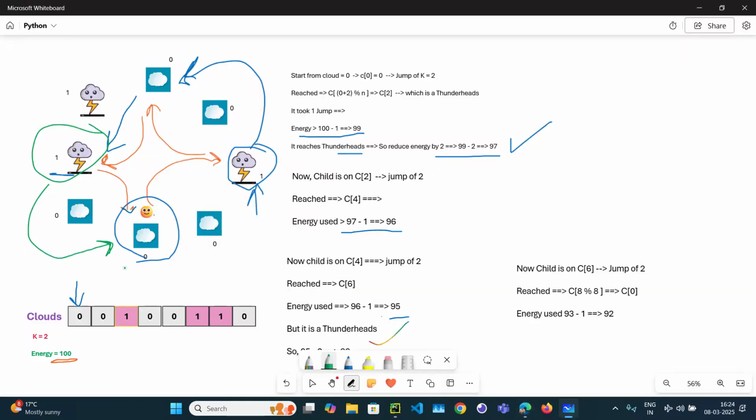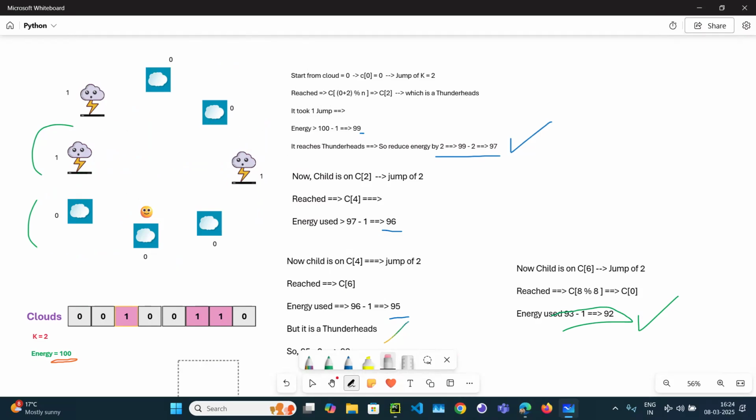So it reaches here, and because it is not a thunderhead, 95, 93 minus 1, 92. Is it a thunderhead? No. So the final answer will be 92. It's a straightforward question, not a very tough question. So let's try to directly jump in, write the code, and hopefully you are going to understand more.